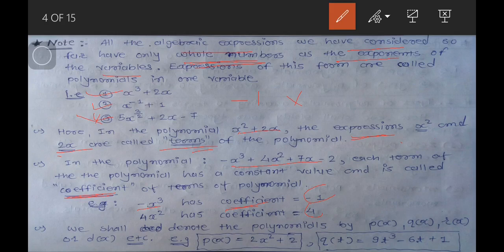We shall denote polynomials by p of x, q of x, r of x, or d of x. In polynomials, we will use such expressions to denote polynomials. Given examples: p of x is equal to 2x square plus 2, and q of t is equal to 9t cube minus 6t plus 1. Then it is all about polynomials.